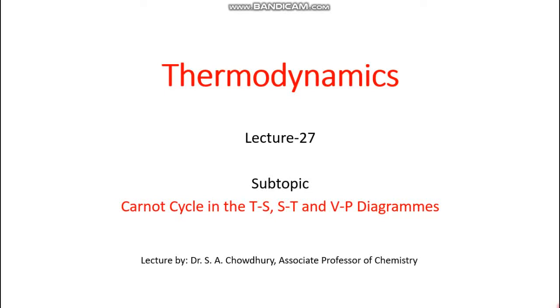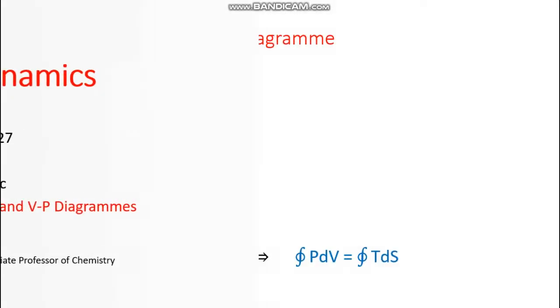Suppose it has already been discussed in the PV diagram, with P on the y-axis and V on the x-axis. But what if their order is reversed? That means V on the y-axis and P on the x-axis. Similarly, the temperature-entropy or entropy-temperature diagram. All this will be discussed in this lecture.